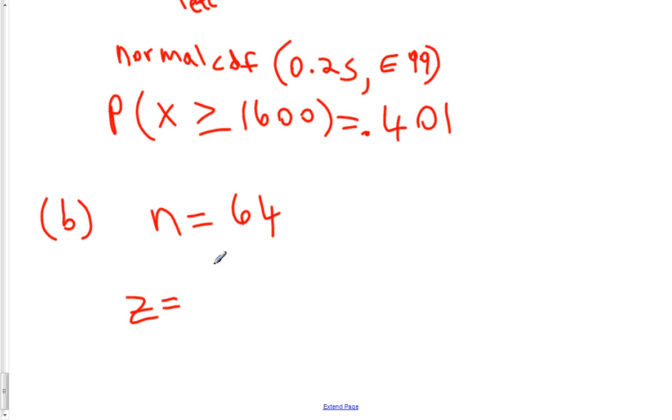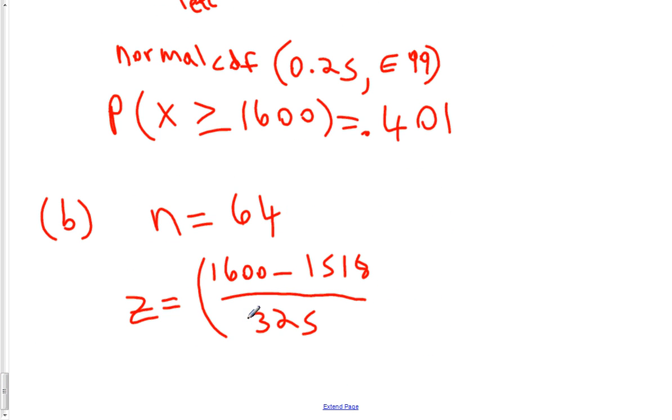1600 minus 1518 divided by, what was that, 325 or 624? 325. 325. And instead of doing a completely different calculation, we can just multiply this by the square root of 64. So we can take the answer that we just got, which is 0.25, and just multiply it by the square root of 64, which is 8.